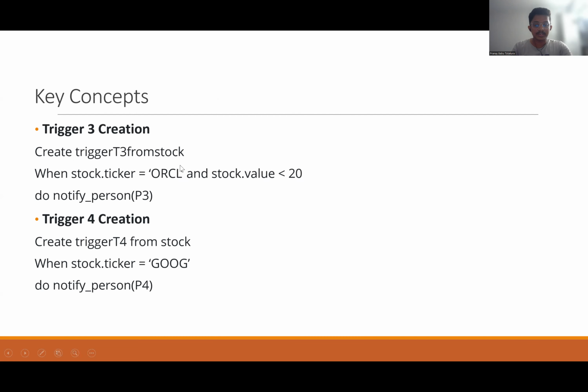Similarly, while creating trigger T3, we'll create it with Oracle, which is ORCL, the short form of Oracle, and a stock value less than 20, and we'll notify the person P3. And the T4 trigger consists of one constant value, which is only stock.ticker as GOOG, and we will notify the person P4 when that trigger is created.